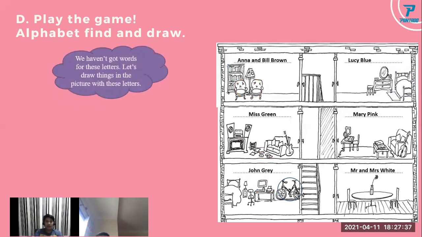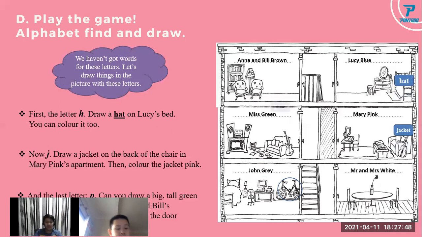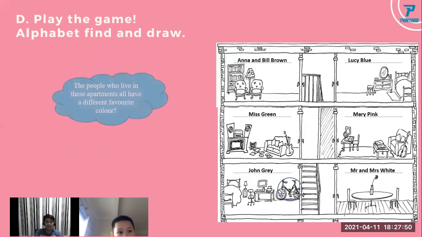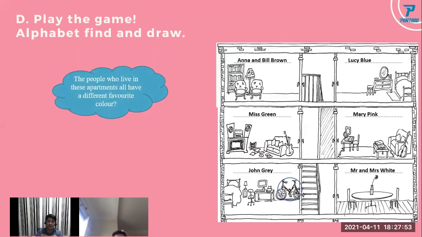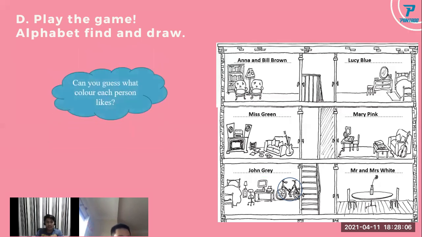Okay. We haven't got words for these letters. Let's draw in the picture with these letters, okay? It's okay, you don't have to do that. Okay, the people who live in this apartment all have a different favorite color. Can you guess which color each person likes?